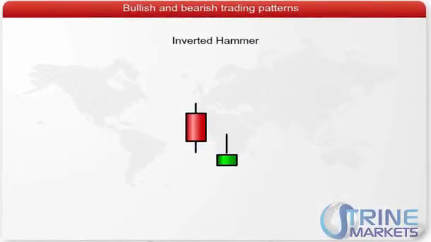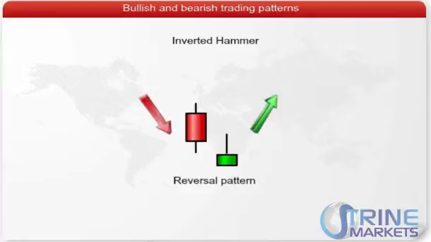Inverted Hammer. A 2-candlestick reversal pattern, indicating a bullish outlook. The first candlestick is red and confirms the general trend. On the second day, the candlestick is green and short with a particularly long shadow, which is at least as long as the candlestick's body.